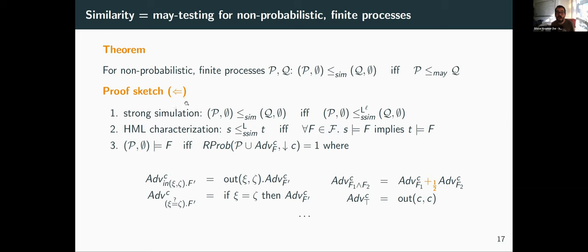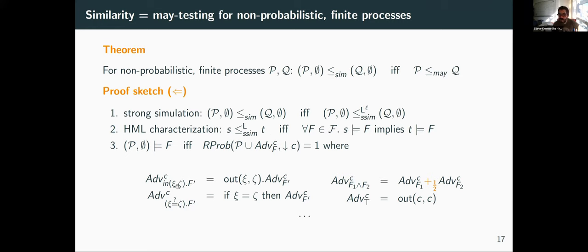And so this is just the trick of using this probabilistic choice to encode conjunction. Now, my proof sketch is from right to left, because the other direction is much easier. Suppose that P is in the may testing relation with Q. Then I know that if P in parallel with adversary F outputs on C with probability one, then Q will do so as well. This is my hypothesis, because they are in may testing equivalence. And therefore, any formula that holds on P will hold on Q. Therefore, I have the Hennessy-Milner characterization for both P and Q, and I can get back to strong simulation and get back to the similarity.